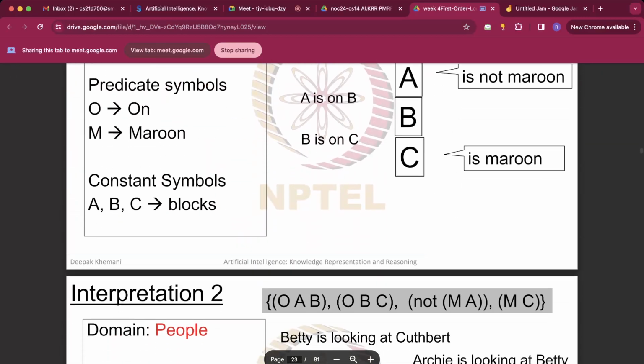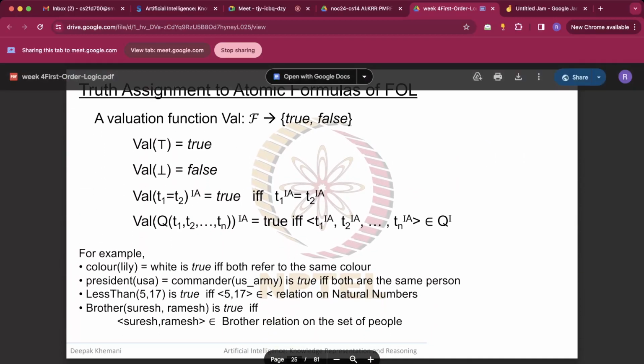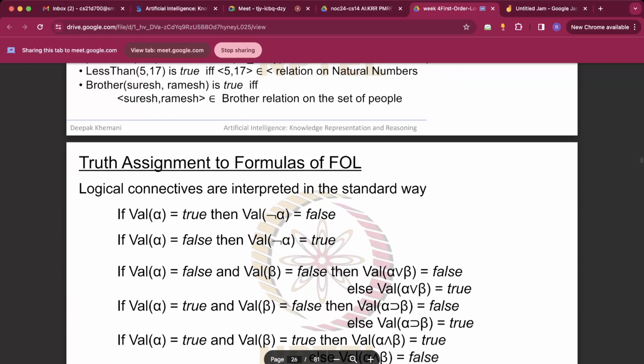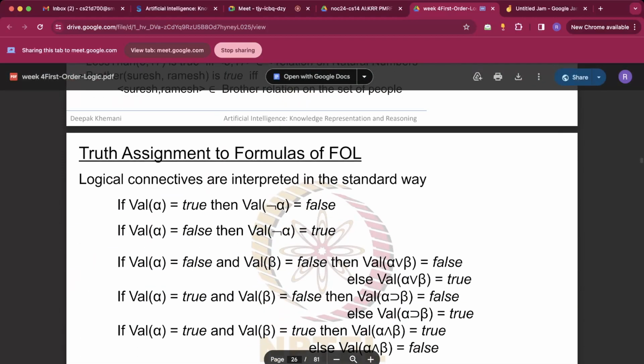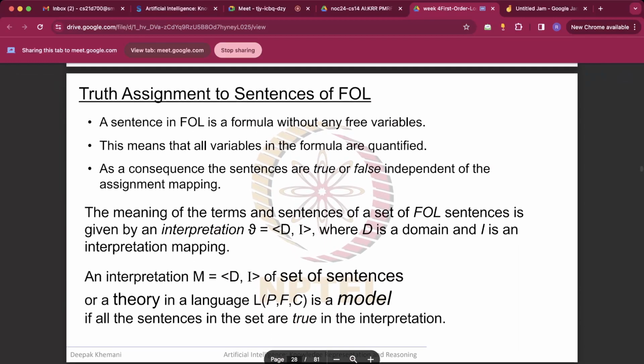Now if I go further down, truth assignment to atomic formulas. A valuation function val from F, which is a set of formulas, to true or false. This proceeds in this manner. So top is assigned true, bottom is assigned false, and so on and so forth, with corresponding assignments and images. Then truth assignments to atomic formulas, truth assignment to formulas, truth assignment to quantified formulas, truth assignment to sentences.